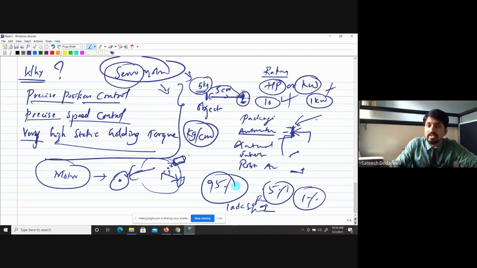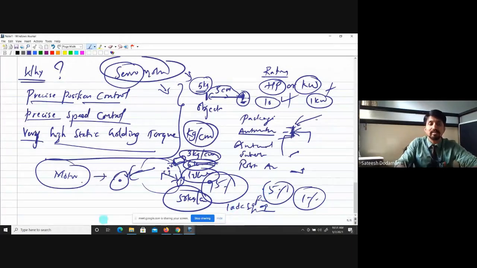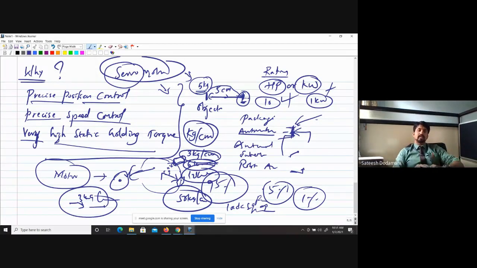They will ask how many kg you want. Normally available motors are 3 kg per centimeter, some 6 kg per centimeter, 12 kg per centimeter, or 50 kg per centimeter. In this way the ratings are available. 3 kg per centimeter means a particular motor can hold, or carry, 3 kg per centimeter and move that. In that way you get the ratings of servo motors. So I hope you now know what a servo motor is and for what purpose we use it.